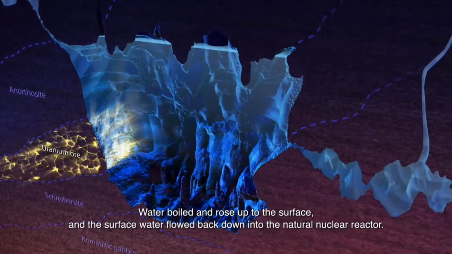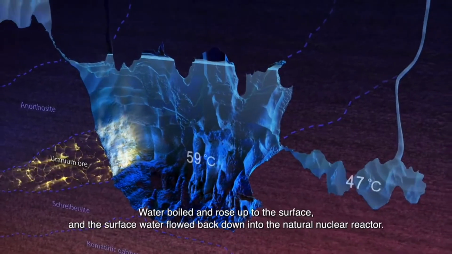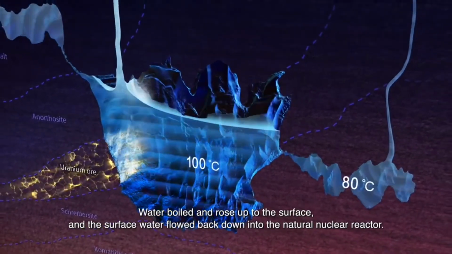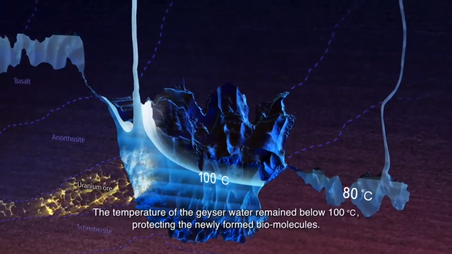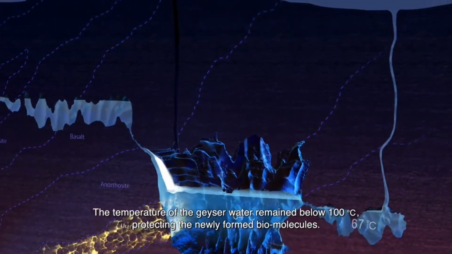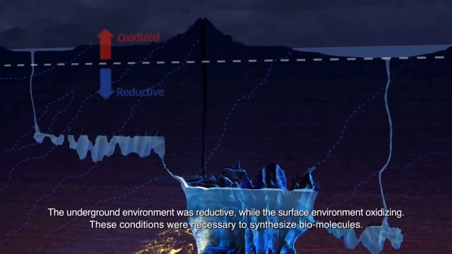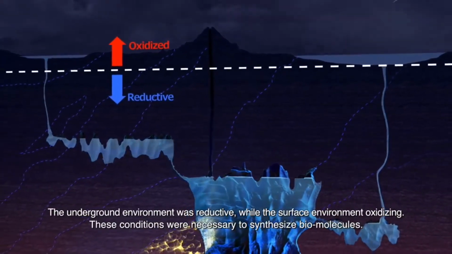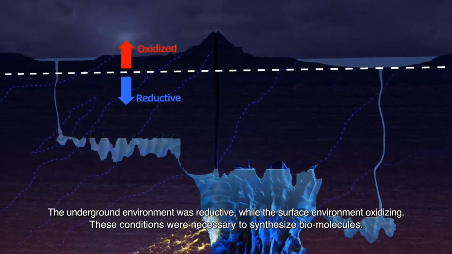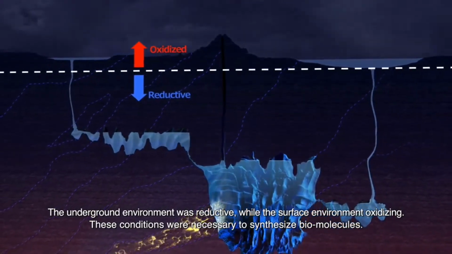Water boiled and rose up to the surface, and the surface water flowed back down into the natural nuclear reactor. The temperature of the geyser water remained below 100 degrees, protecting the newly formed biomolecules. The underground environment was reductive, while the surface environment oxidizing. These conditions were necessary to synthesize biomolecules.